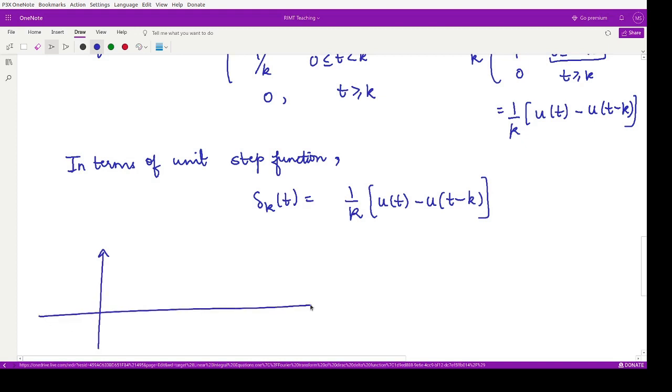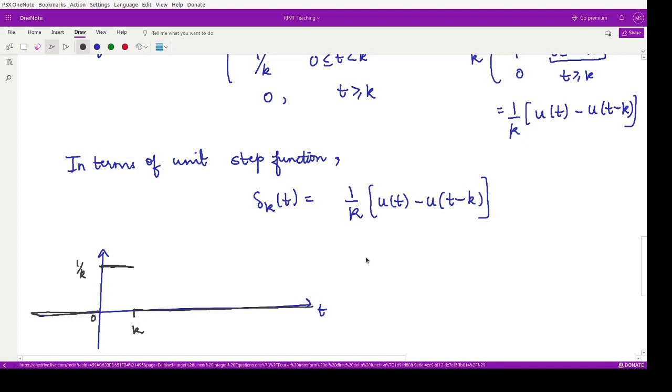So this is t, and what would be the graph? Say this is the point k and this is the point 1 by k. So your function between the interval 0 to k, its value is equal to 1 by k, and otherwise it is equal to 0. It is 0 here, it is 0 here, and it is 0 here, right? So the function is defined like this.